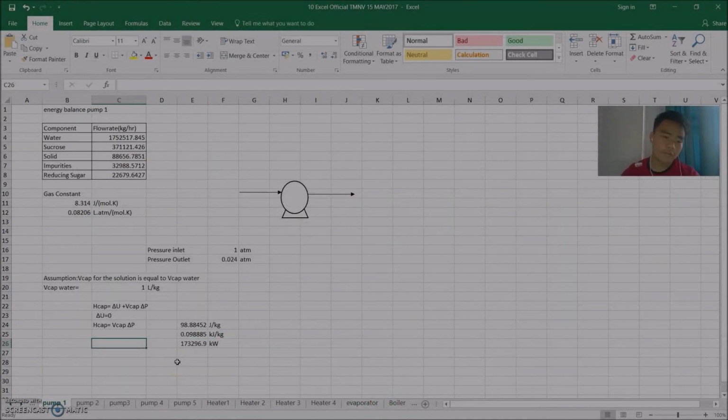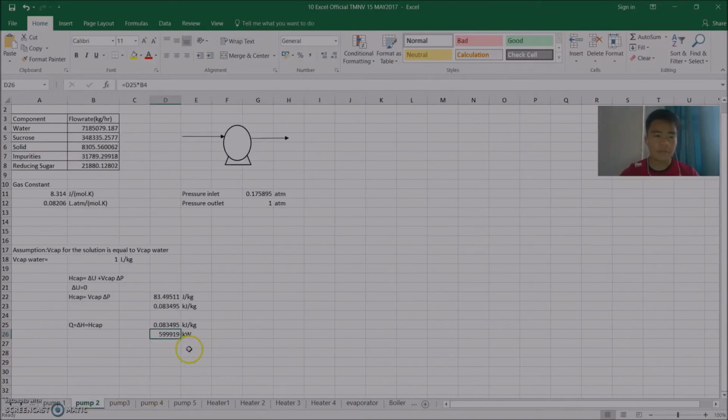Thank you, doctor. For pumps, delta H equals H cap, where H cap equals the specific volume times the pressure change. First we assume that the specific volume of the solution equals the specific volume of the most available component in the solution. Therefore we get the final value of delta H equal to 173,296.9 kilowatts. For the second pump, we also assume that the specific volume of the solution equals the V cap of water, so we get the final value of Q equal to 599,919 kilowatts.